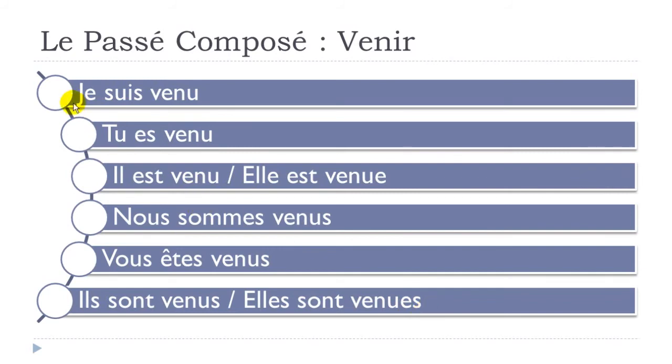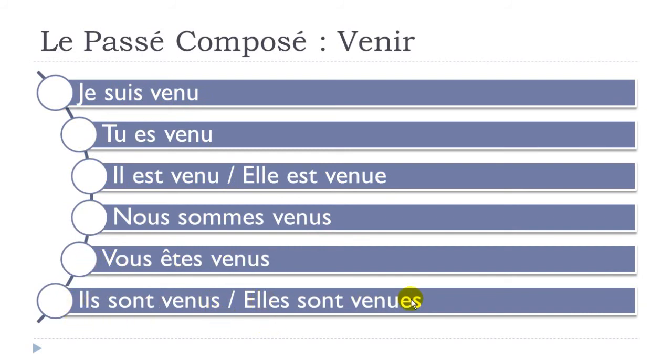Okay, let's repeat them one more time. Je suis venu. Tu es venu. Il est venu. Elle est venue. Nous sommes venus. Vous êtes venus. Ils sont venus.